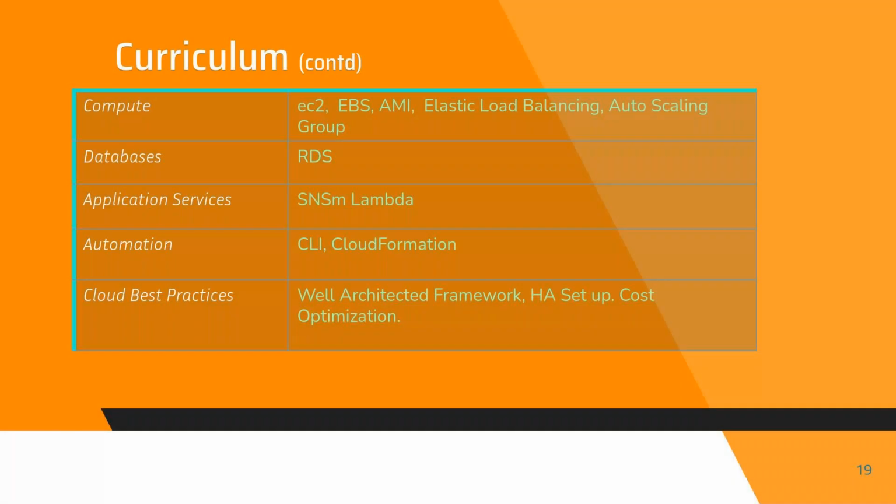So from the compute perspective, we understand EC2, which are nothing but virtual machines provided by AWS. Then we are talking about Elastic Block Storage, that is nothing but virtual hard drives. AMI, which is Amazon Machine Images. We'll talk about load balancers. We'll talk about auto scaling. Okay. Then in the databases, we'll talk about RDS and various features it has. In the application services, we'll talk about SNS, which is Simple Notification Service. We'll talk about Lambda.